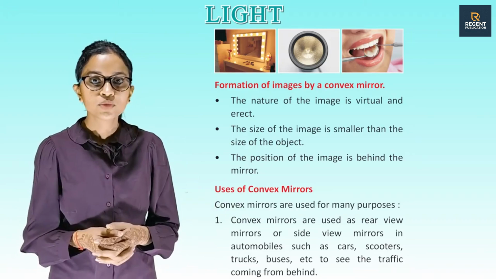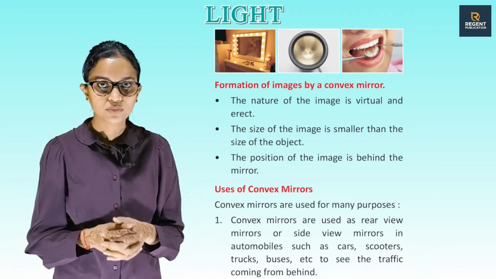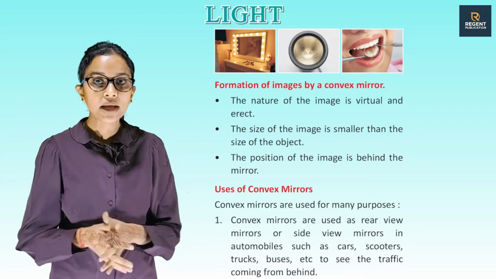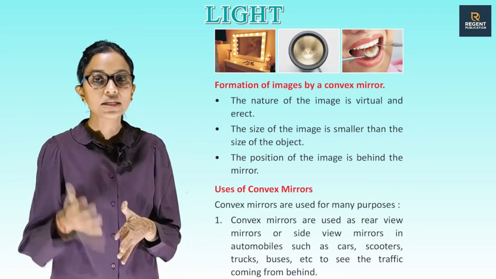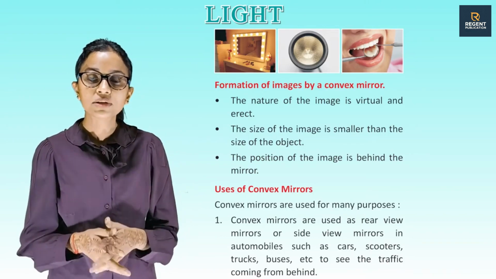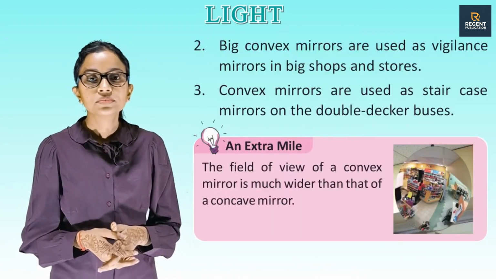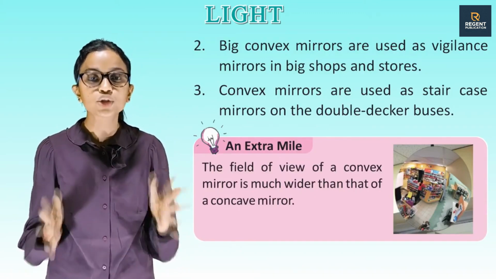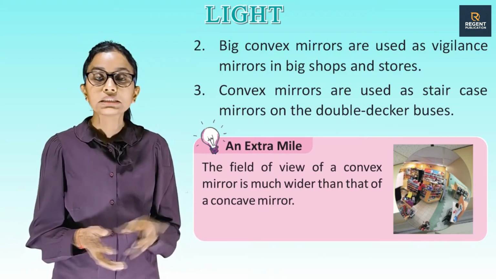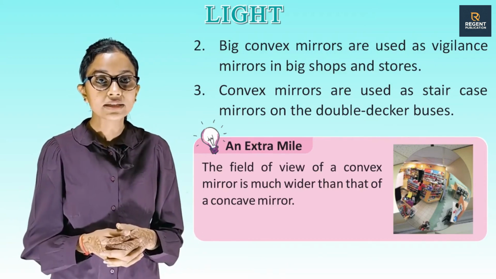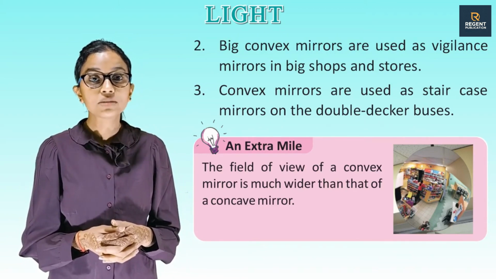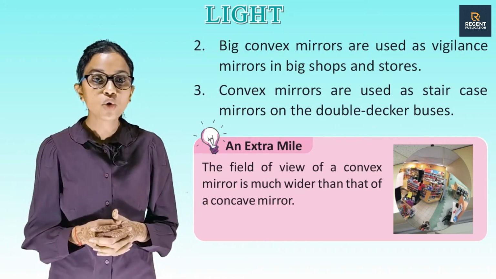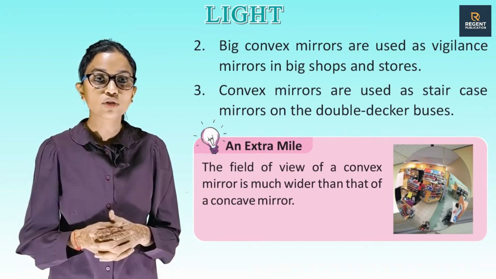Uses of convex mirror. Convex mirrors are used for many purposes. Convex mirrors are used as rear view mirrors or side view mirrors in automobiles such as cars, scooters, trucks, buses, etc. to see the traffic coming from behind. Second, big convex mirrors are used as vigilance mirrors in big shops and stores. Third, convex mirrors are used as staircase mirrors on double-decker buses. An extra mile: the field of view of a convex mirror is much wider than that of a concave mirror.